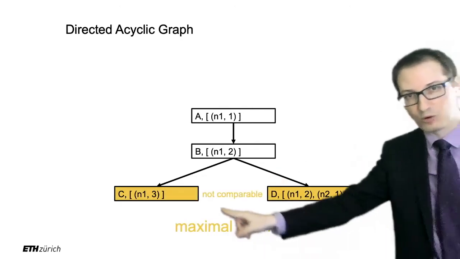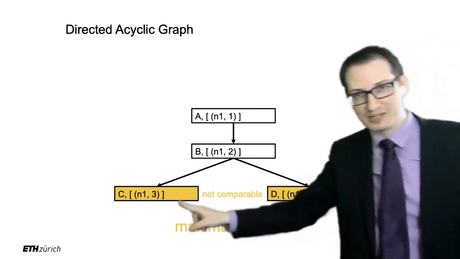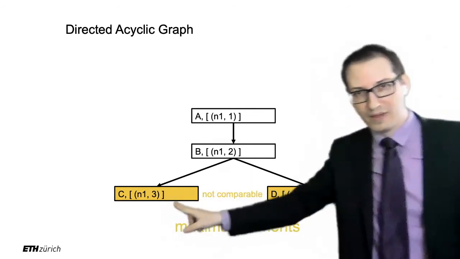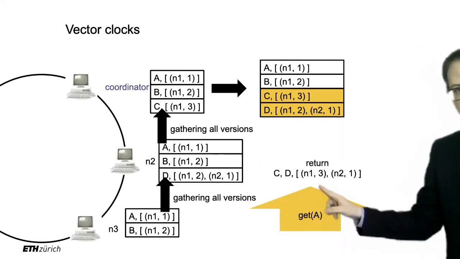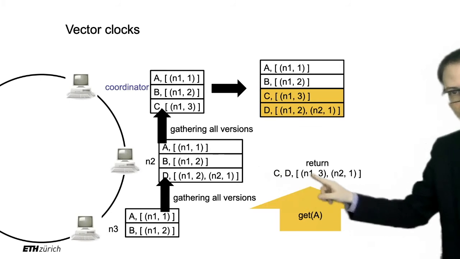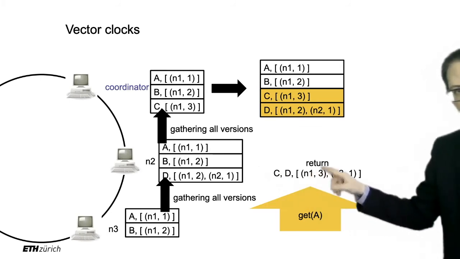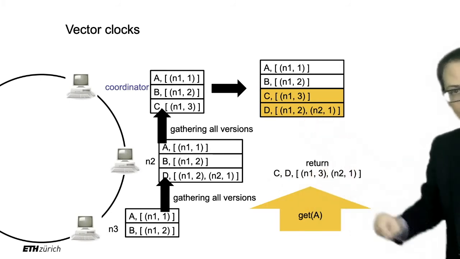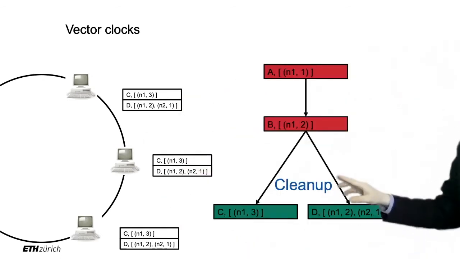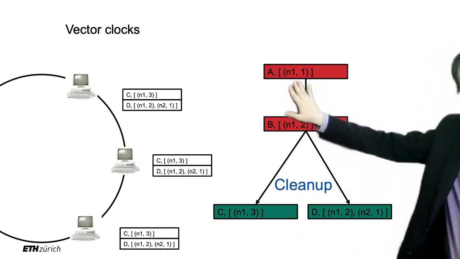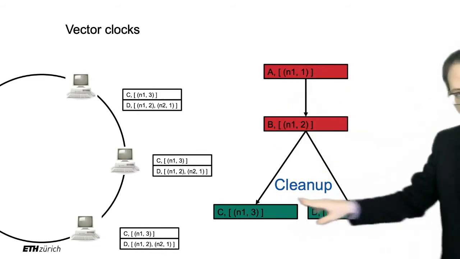And then these are called maximal elements of this partial order. We just return these two and the client will deal with it. Okay. So we return these two values with the vector clock that is about to reconcile these two. And then the client might say, okay, in the meantime, we resynchronize everywhere. We clean that up. We can get rid of A and B because they are older than these two, right?